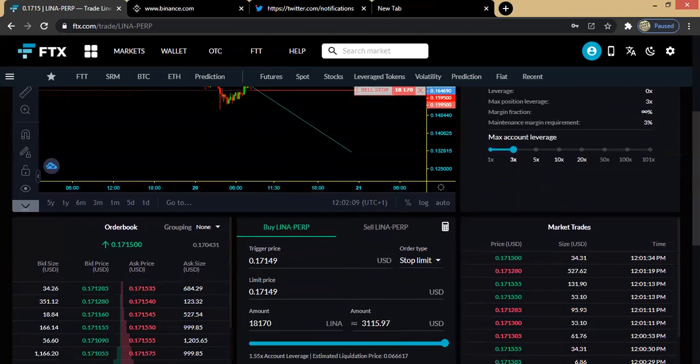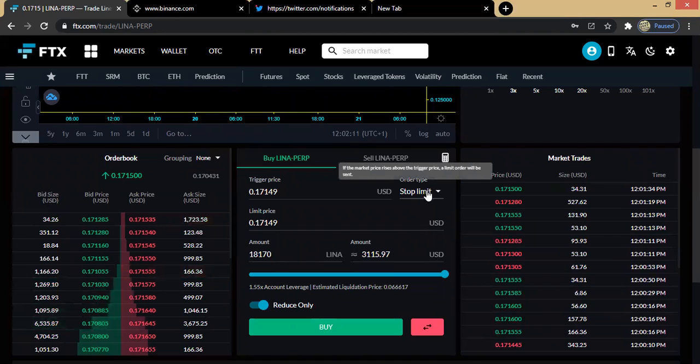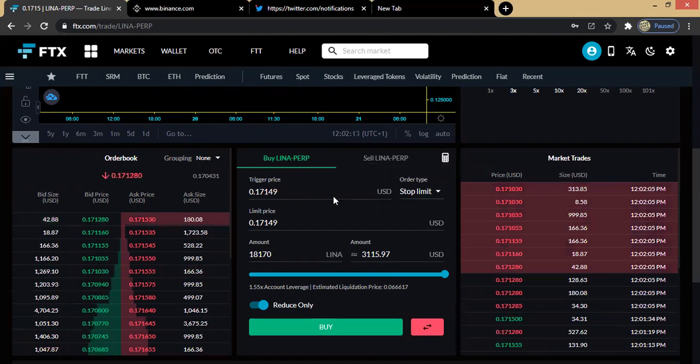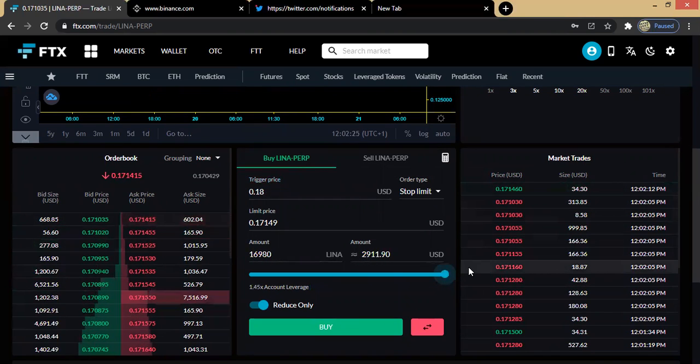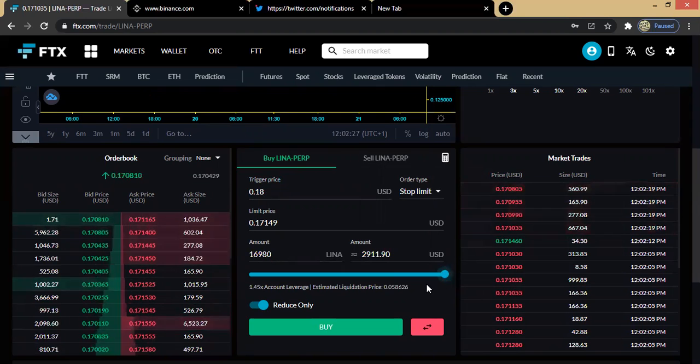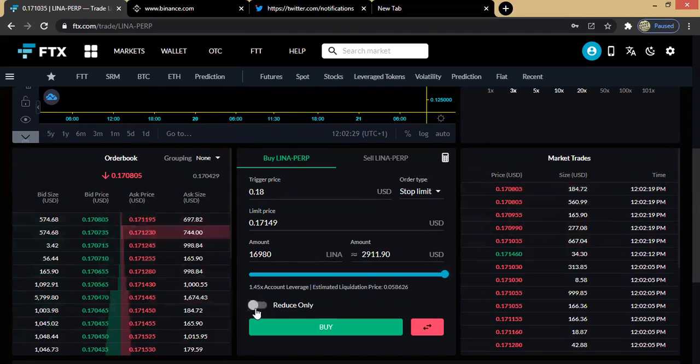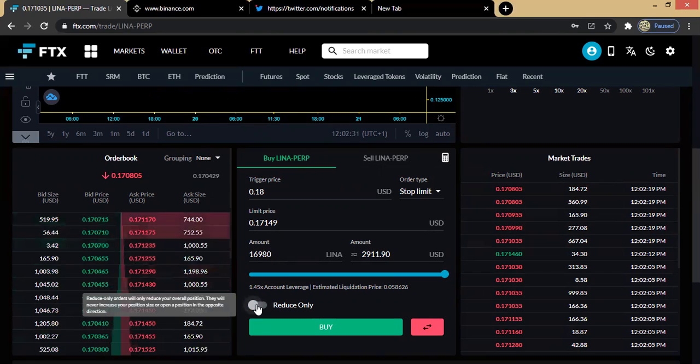So you come here and select the stop limit. Remember, you're buying, you put this buy stop, and like we said, this is the current price of the market, but you want to buy it at 0.18. Now you select the amount you want to use. Maybe I want to use everything I have. I'm not clicking on this reduce only. You can only use reduce only when you want to close a position. But since I haven't entered a position, there is no need for me to click on the reduce only, because I'm not trying to reduce any position.